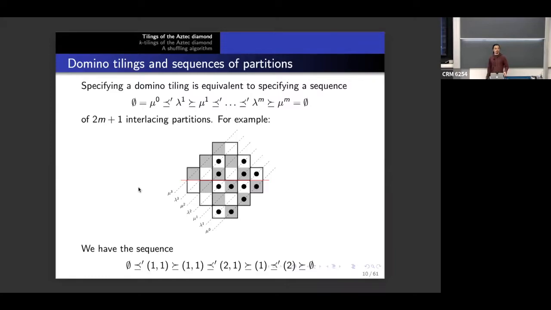So here's another example of a tiling of rank 3. And here, if we look at the second slice, so the second diagonal, we see that compared to being fully packed, each of these two particles has jumped 1 place. So that's the partition 1, 1. Just a way to read off these partitions from our tiling.